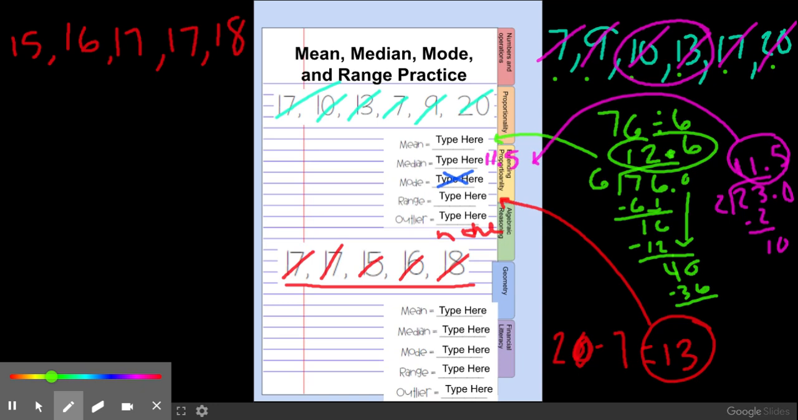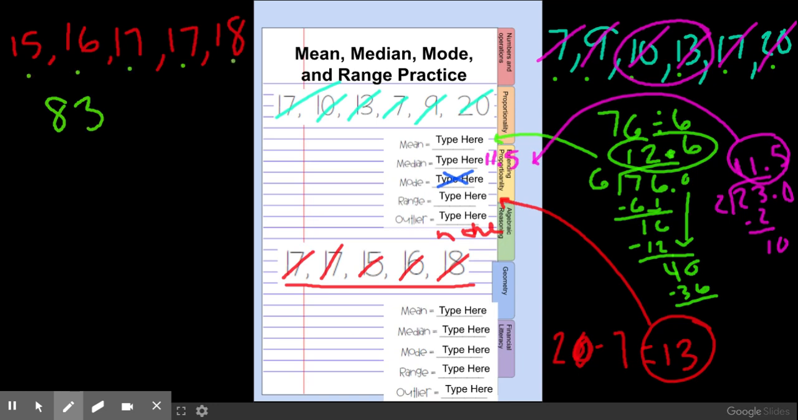So 15 plus 16 is 31. 31 plus 17, and you guys can write this down too. 31 plus 17 is 48. 48 plus 17 is 65. And 65 plus 18 is 83. And then we're going to divide by however many pieces of data there are. So 1, 2, 3, 4, 5. So 83 divided by 5.